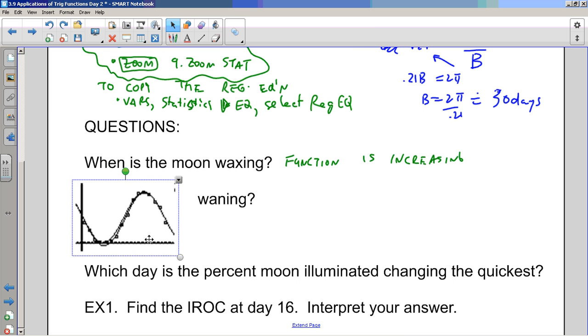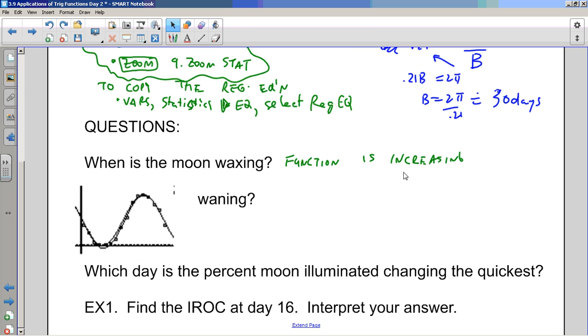Draw a little sketch. So when is the function increasing? Well, I can see from here to here, right? That's when the function's increasing. Well, what does that mean as far as what we know in math, from functions class? Well, that means the rate of change is positive, right? It's going up, the rate of change is positive. When is it waning? Well, after that.